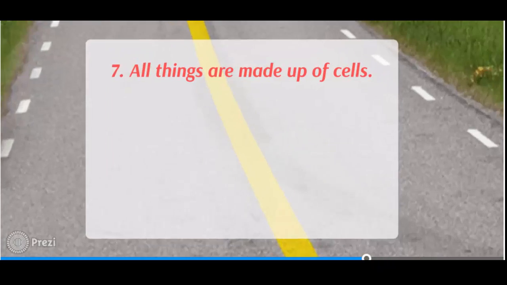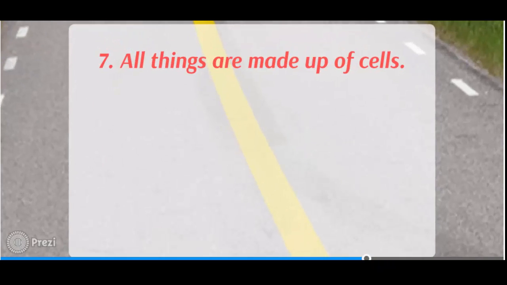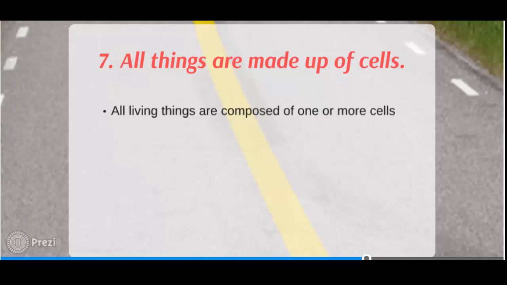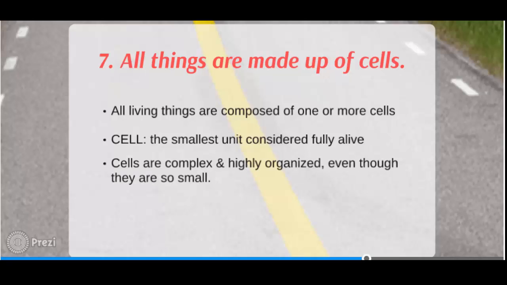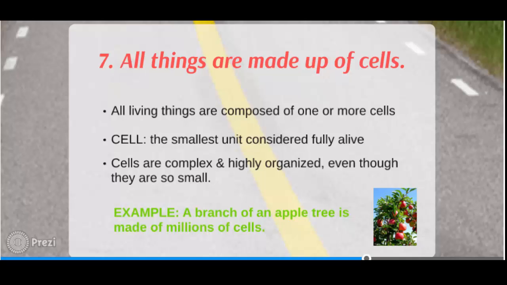Number 7, in order to be considered alive, something needs to be made out of at least one cell. And a cell is the smallest thing that is considered alive. So you can have an organism that is only one cell big, and it's still alive. But many of the things that we see around us are multicellular. Actually, everything you see around you is multicellular. In order to be seen, if it's only one cell, you'll need a microscope. Now, cells, even though they're simple in the fact that it's the smallest thing that's considered alive, they're actually quite complex and very organized, and we'll look at those in the next unit. For example, a branch of an apple tree is made out of millions of cells.